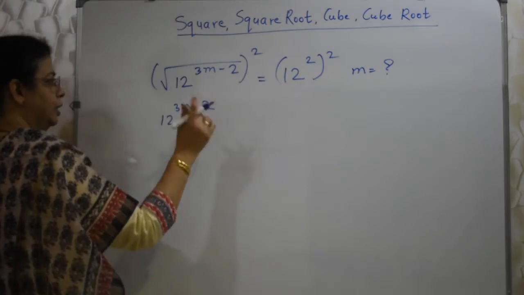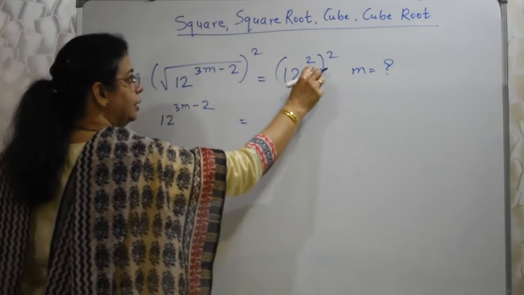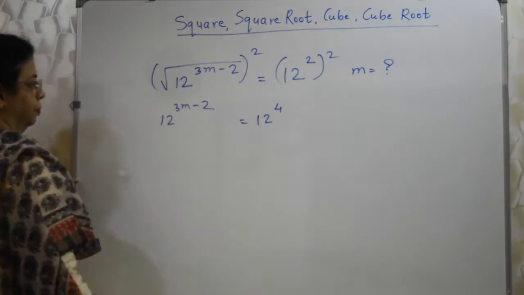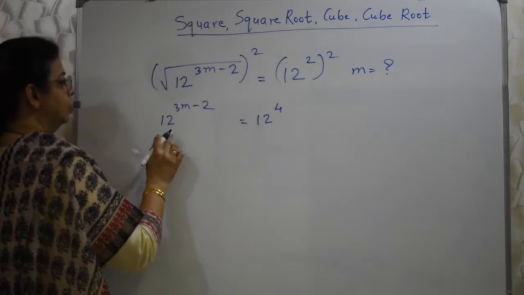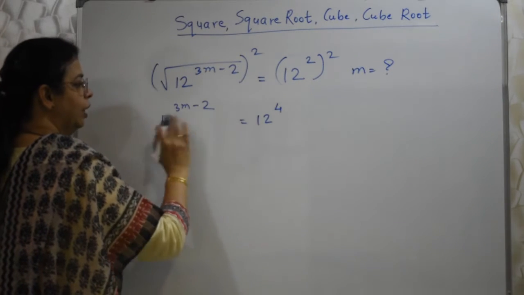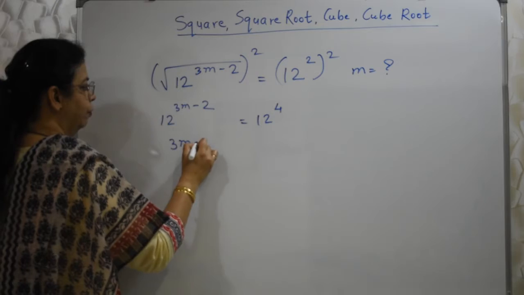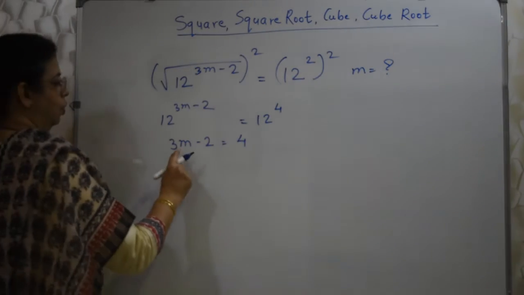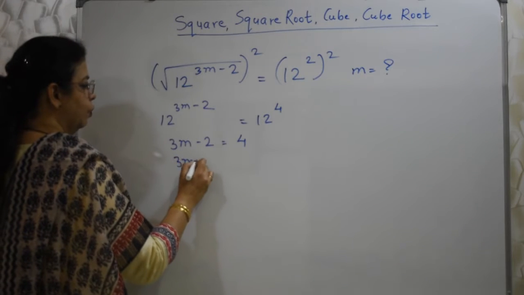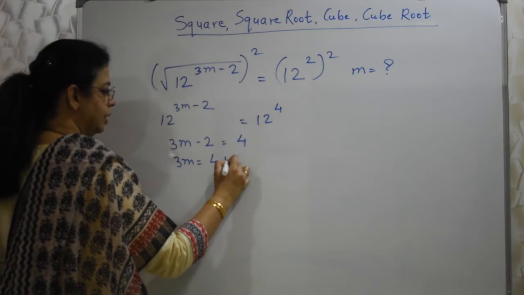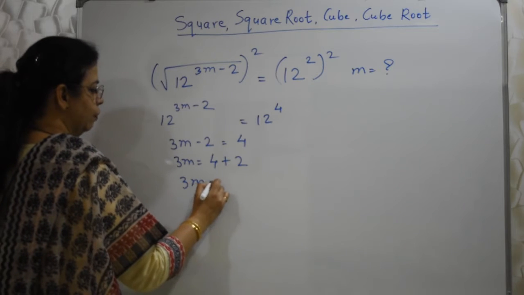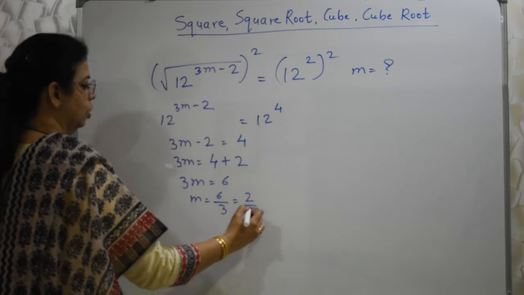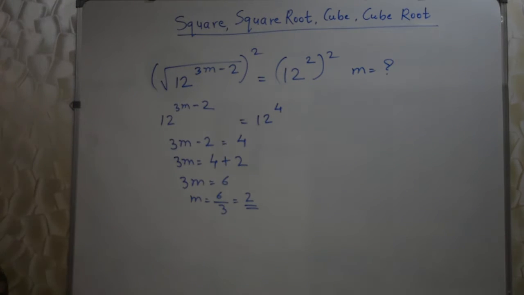इसका स्क्वायर रूट चला जाएगा. इधर स्क्वायर रूट नहीं था, इसके लिए ये इंडेक्स मल्टीप्लाई. So it is 4. Okay. Now since the base is the same, 12 and 12, we can remove that and just take help of this index. Now simple equation, 3m minus 2 is equal to 4. This 2 will go that side with plus sign. So 3m is equal to 6. m is equal to 6 upon 3, that is 2. Our answer is m is equal to 2.